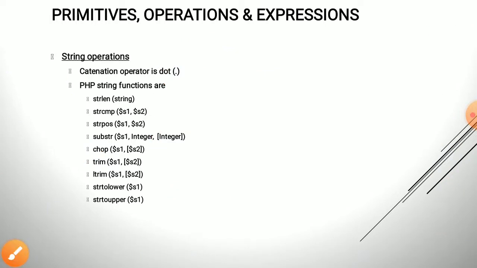Next one is the chop method. It takes 2 arguments. The second one is optional. It takes a string as the first argument, and characters like \0, \t, \n, \r etc. are removed from the right end. Also, we can specify a second parameter: the characters that have to be chopped off can be given as the second parameter.